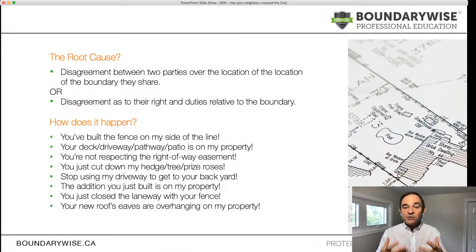But here's what happens. Here's what we hear over and over again. My neighbor built their fence on my side of the property line. Or my neighbor built their deck or their patio or their driveway on my side of the property line.